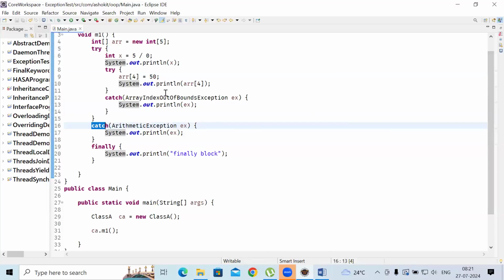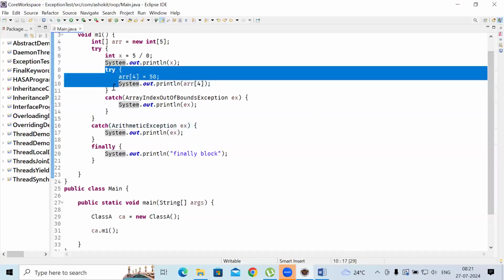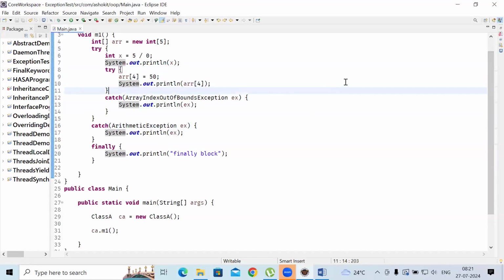For example, guys, tell me here, do you get any exception in the inner try block currently? No. Because I'm assigning the value at index 4. If the array size is 5, then the array indexes are from 0 to 4. So we don't have any problem. So we can do that, guys.